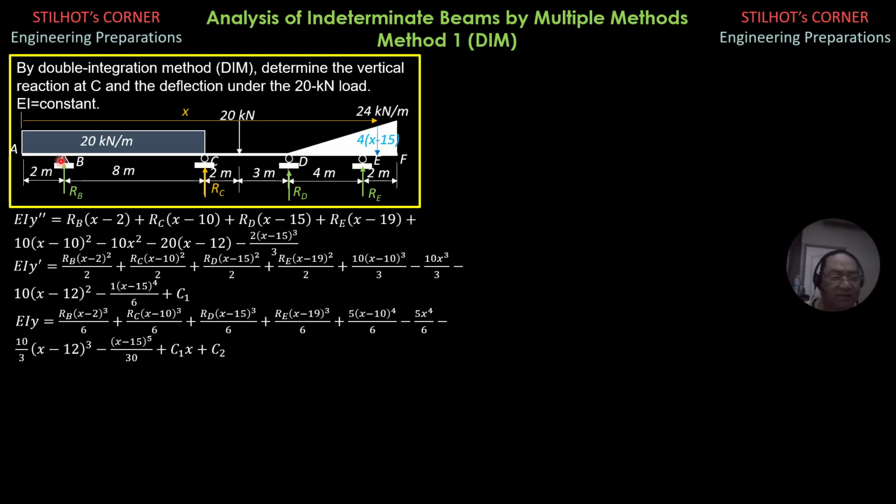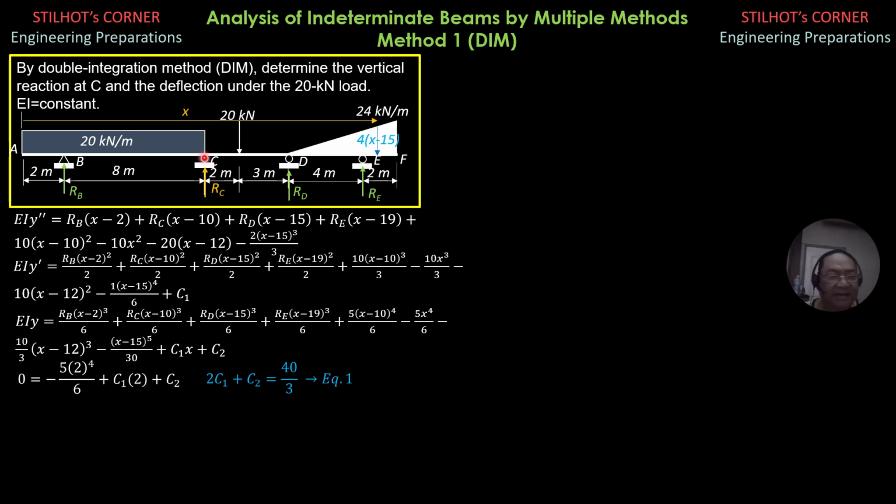We then impose the boundary conditions. When x is 2, y is 0. So 0 equals, everything will be 2, so let's begin with this: negative 5 times 2 to the 4th over 6, then plus C_1 times 2 plus C_2. Simplifying this equation, we have 2C_1 plus C_2 equals 40 over 3. Call that equation 1.